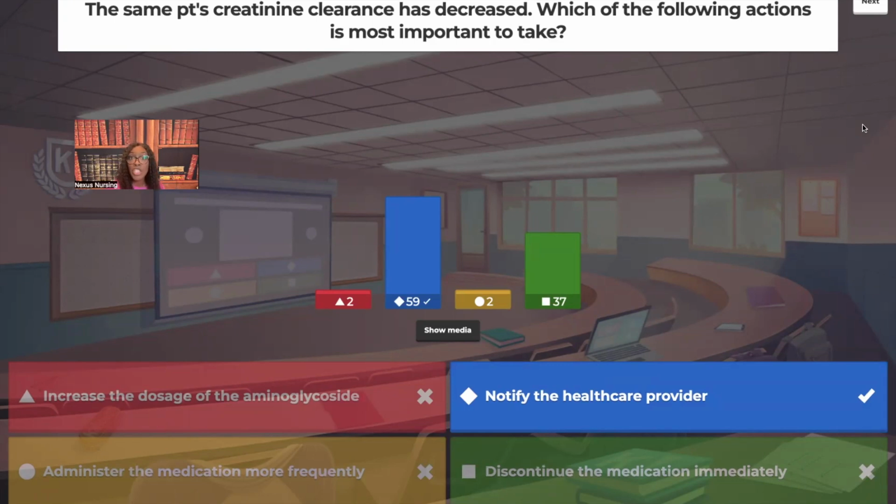You expect either that to change. Maybe you expect the drug to be changed. You don't know, but you expect something to change because the kidney's being injured, right? So you're going to notify the healthcare provider.